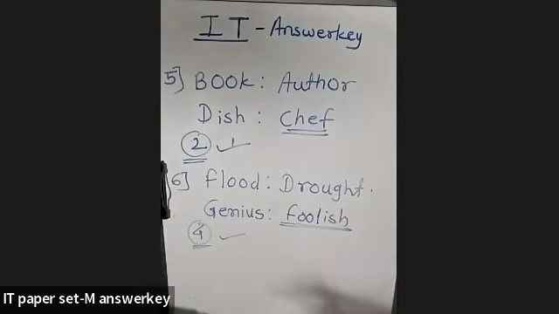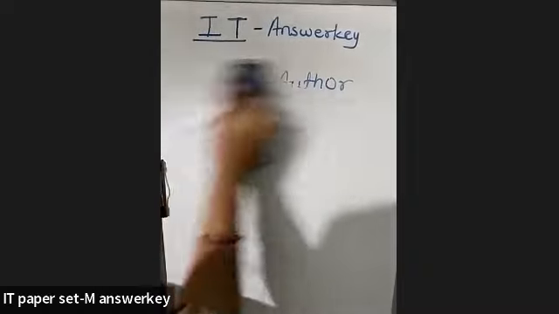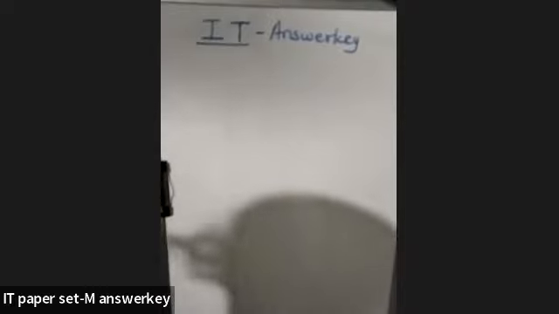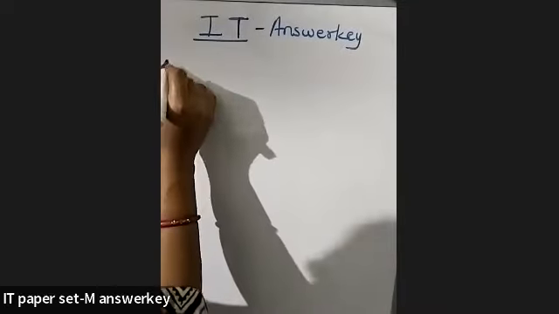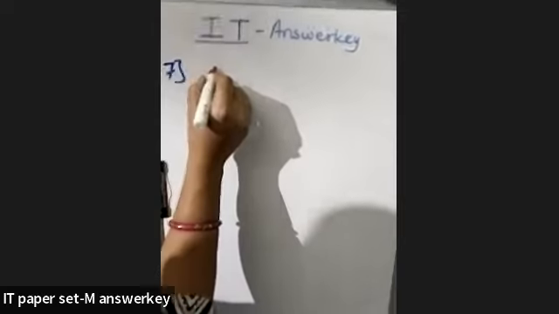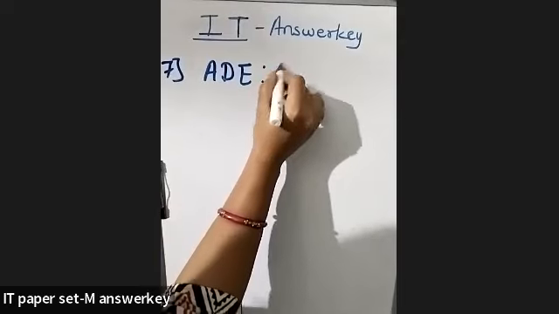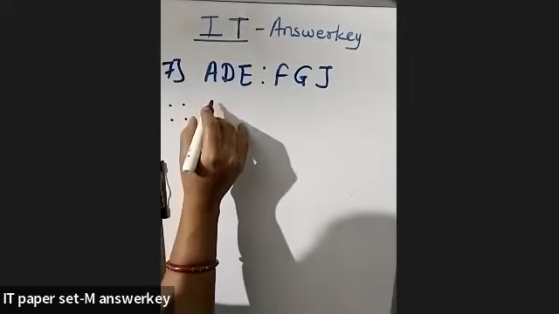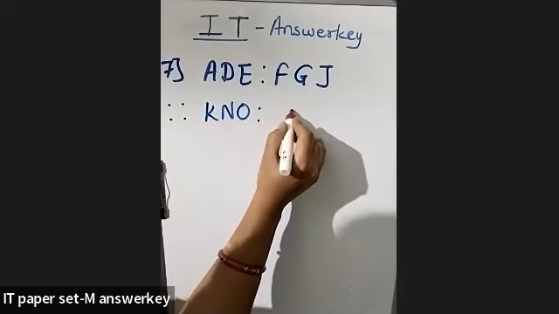Now, in the question number seven. We have to find out the relationship. A, D, E. F, G, J. And similarly, K, N, O is related to question mark.